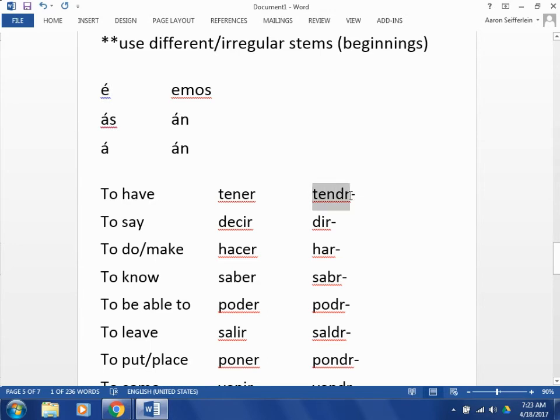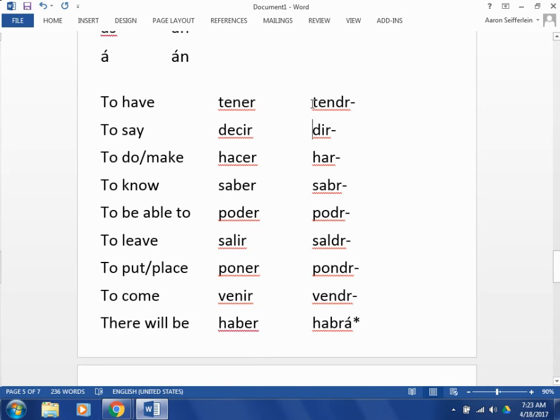We will have tendremos. You will have tendrás. And it has a bit of a different sound to it. So what you really need to study for these irregulars are these stems and the different spellings for them. Okay, I will be able to. Podré. We will leave. Saldremos. He will put. Pondrá. Okay, I've put the 8 most common verbs, and then I added there will be as well, which is just a little trickier to use.